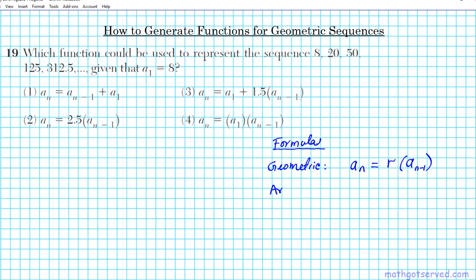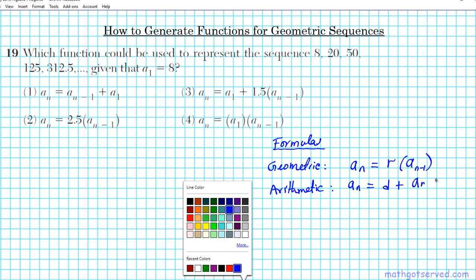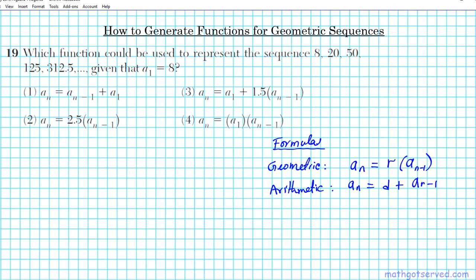Now, how about an arithmetic function scenario? Arithmetic. So for arithmetic, an is basically the common difference plus the term before. Alright? So you see the difference here? For geometric, you're multiplying by r, which is known as the common ratio. For arithmetic, you are adding d, which is known as the common difference. Alright? So that's the difference here.